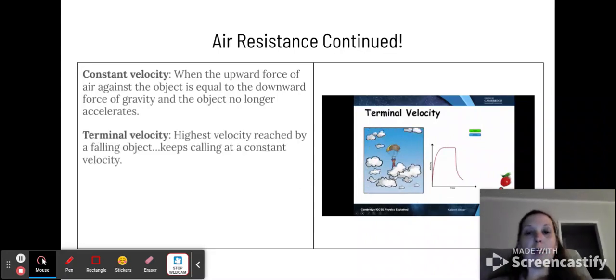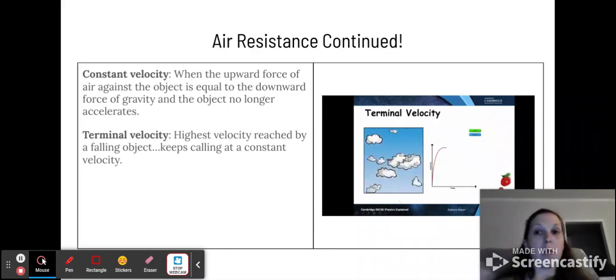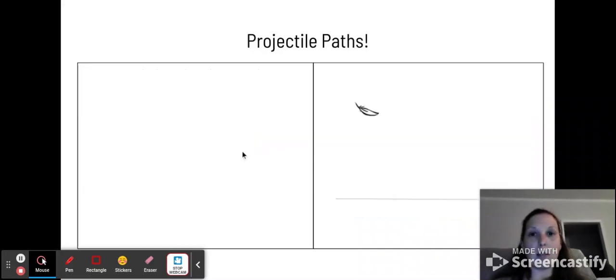Terminal velocity is the highest velocity reached by the falling object. It keeps a constant velocity. So when we hit terminal velocity, it is the highest that we will be. It is where you will get that constant velocity. Once you get to constant, you're not going to accelerate anymore. You're not going to speed up anymore. So that would be your terminal velocity as well.